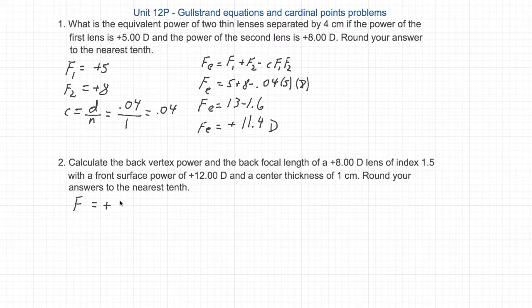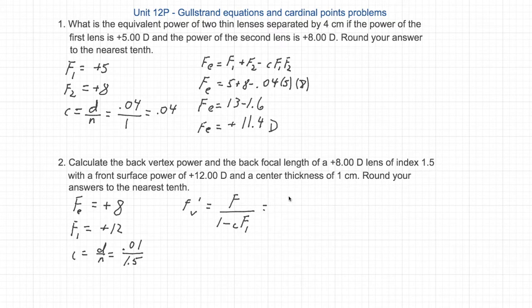So the power is equal to plus 8. That's actually the equivalent power. F1 is plus 12, and C equals D over N, and again, D must be in meters, so we convert 1 centimeter to 0.01 meters, and the index of the lens is 1.5. This is the formula for the back vertex power. We plug in what we know, and we find that the back vertex power of this lens equals plus 8.7 diopters.